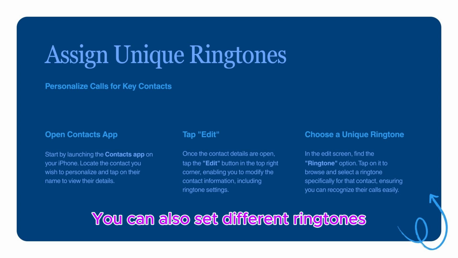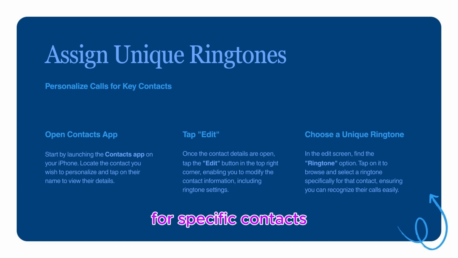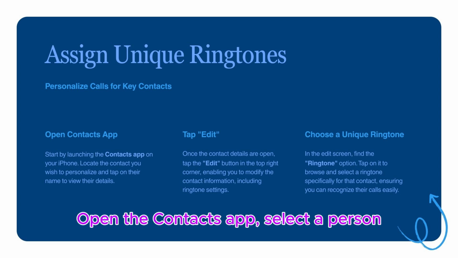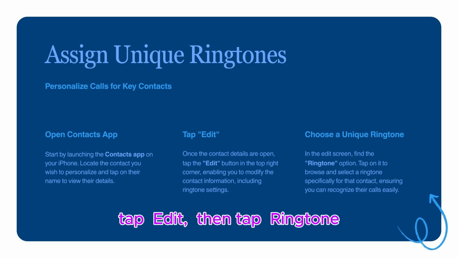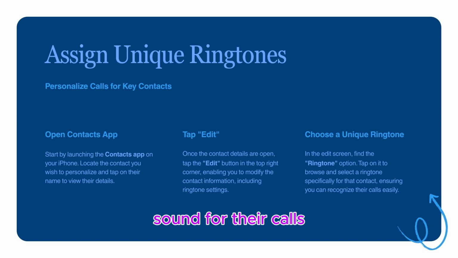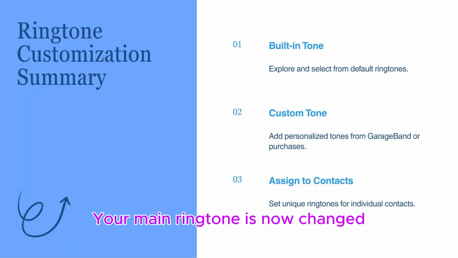You can also set different ringtones for specific contacts. Open the Contacts app, select a person, tap Edit, then tap Ringtone to assign a unique sound for their calls. Your main ringtone is now changed.